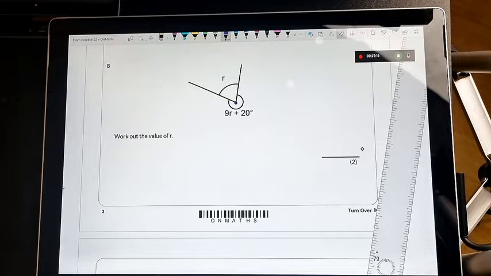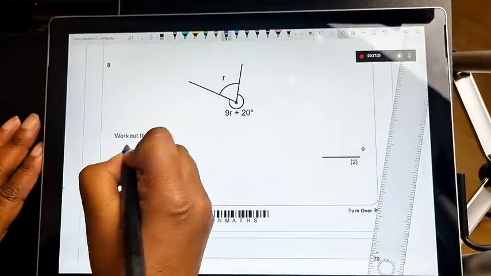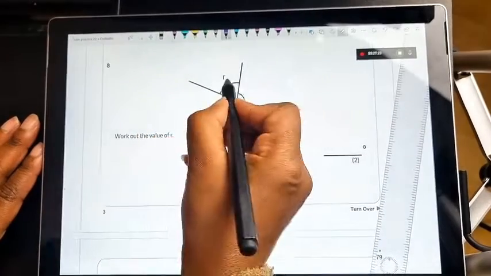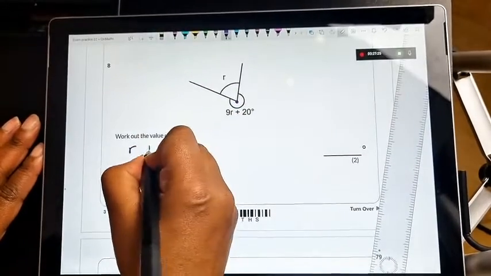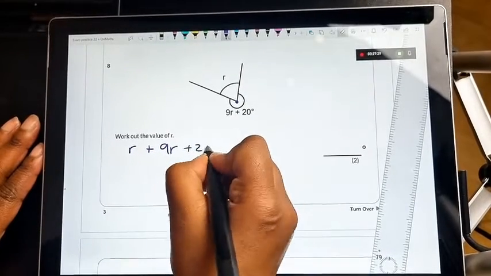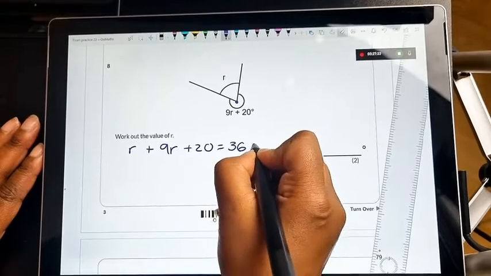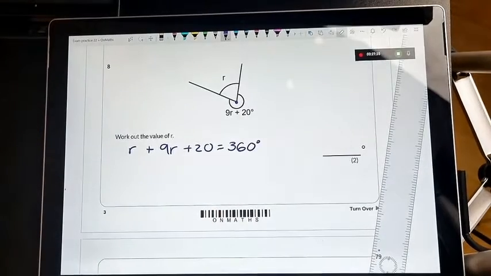Okay, we have people probably even trying to give the answer straight away. Yes, 360, fantastic. So angle at a point equals 360 degrees. So that means R plus 9R plus 20 degrees must be equal to 360 degrees.